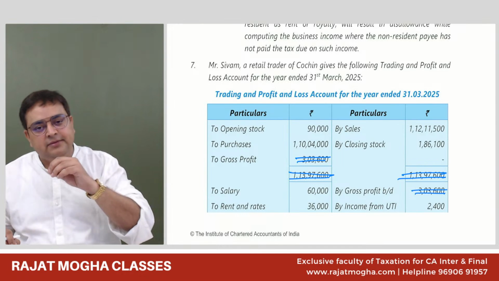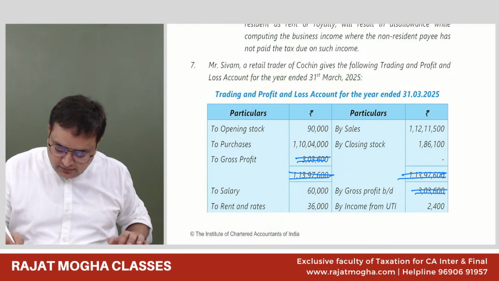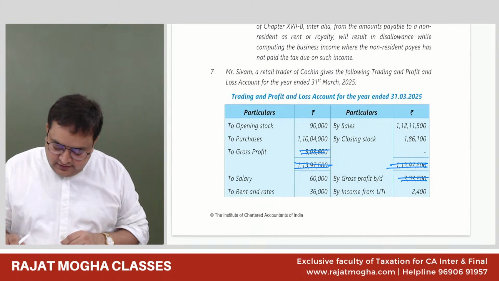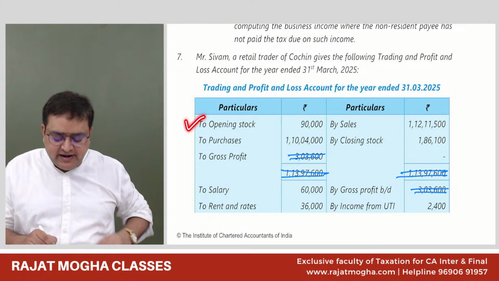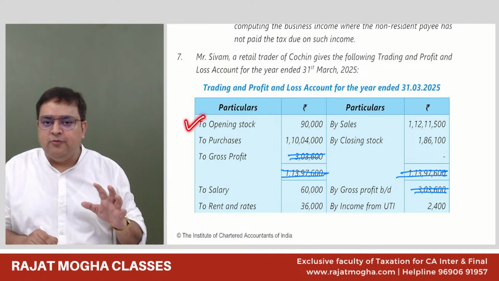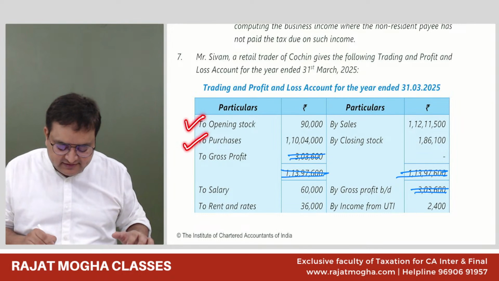This is the best way to revise your taxation. Let us see what is there on the debit side. Opening stock: everybody tell me, are we all okay with the opening stock expense? It's a normal business expense. Yes. Purchases, we are okay.